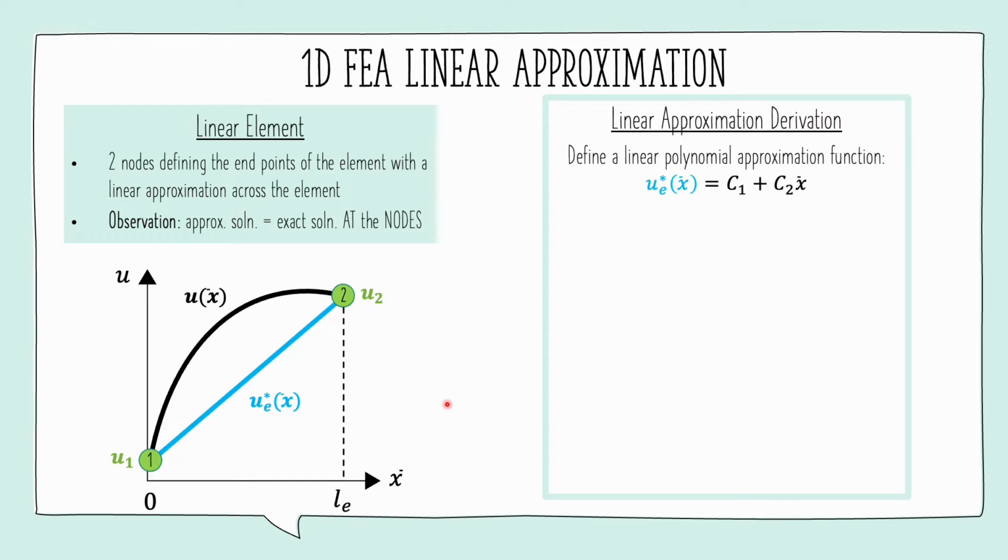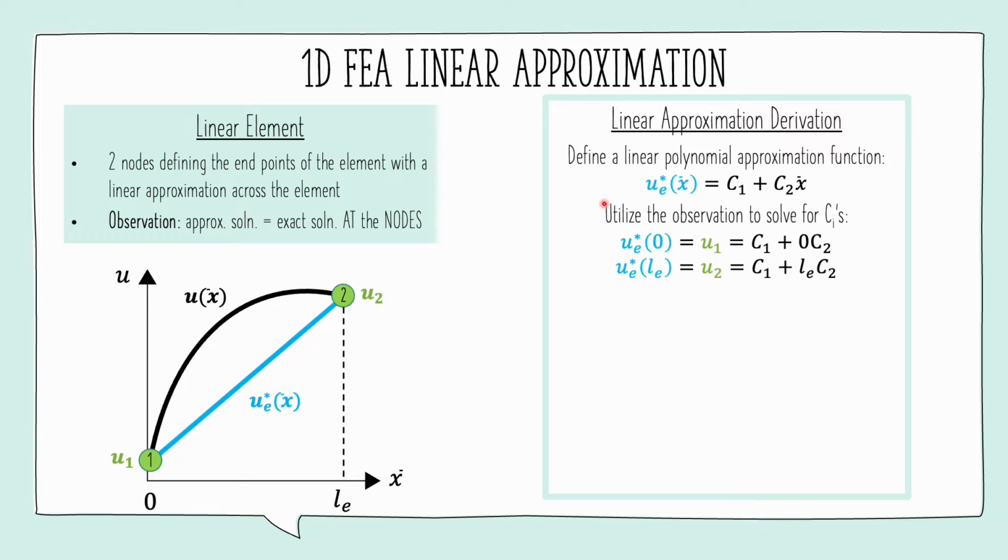Now, to do this, we start by defining a linear polynomial approximation function, which is given as follows. And we are going to utilize the observation that our approximate solution equals our exact solution at the nodes in order to develop these two equations. So now we have two equations to solve for our two unknowns, C1 and C2. And if we go ahead and do that, we get that C1 equals the following and C2 equals the following.